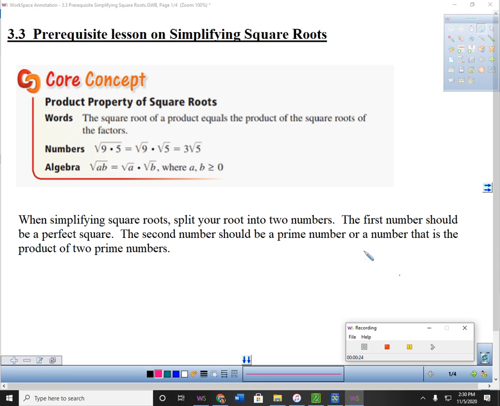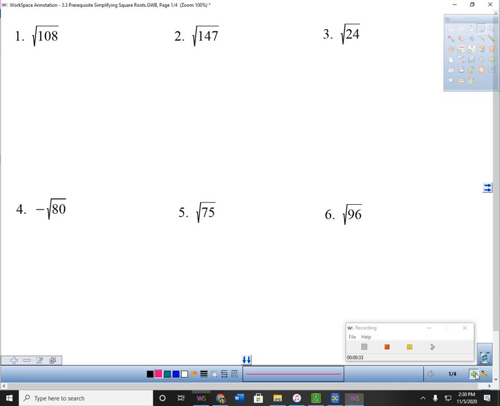Because let's face it, we might be really good at identifying a perfect square, but we're not really good at identifying a number that's a perfect fourth. Okay? So we're going to do several without a variable, and then we'll do several of them with a variable. And on every single problem, we're going to do a factor tree. Okay?